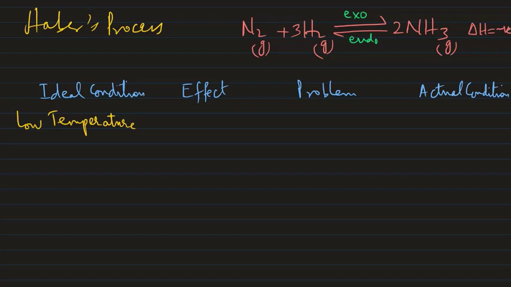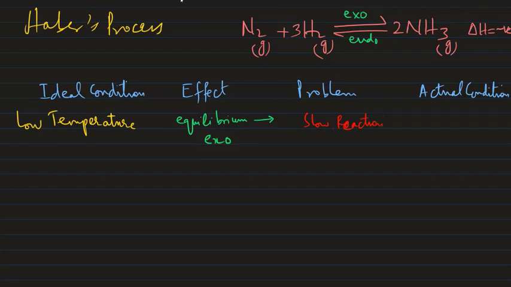Low temperature will do what? What is the effect of low temperature? Low temperature will shift the equilibrium towards the right side because the right side is exothermic. But what is the problem with low temperature? The problem with low temperature is that we will have a slow reaction. At lower temperature, particles will move slowly and they will collide less frequently.